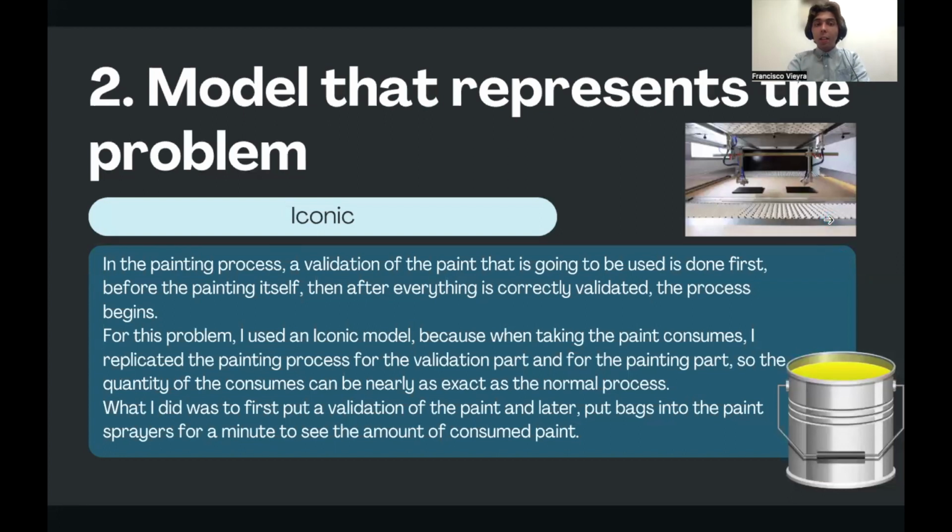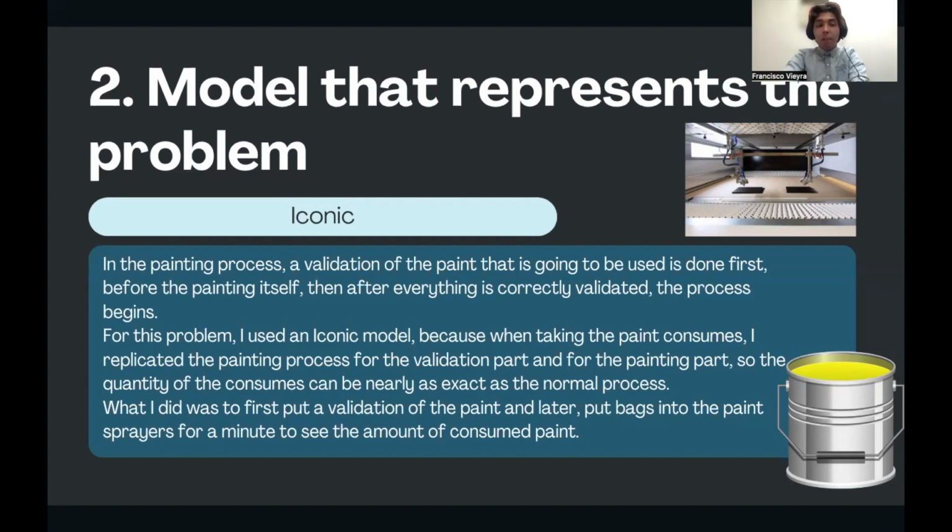Well, the model that best represents this problem is an iconic model. This model, because in the painting process, a validation of the paint that is going to be used is done first, before the painting itself. Then after everything is correctly validated, the process begins.